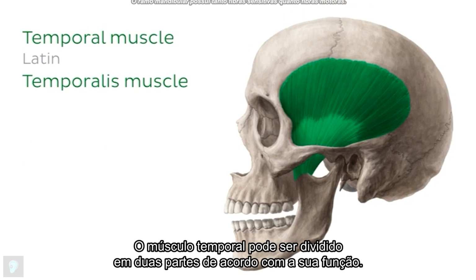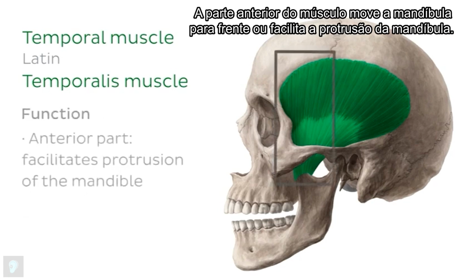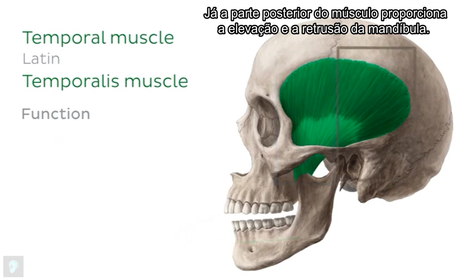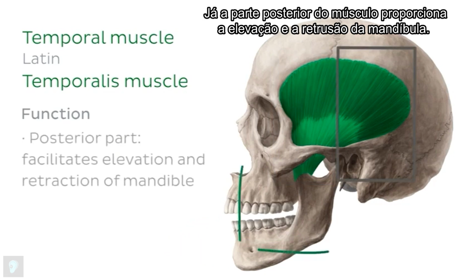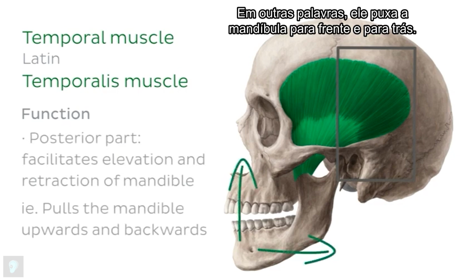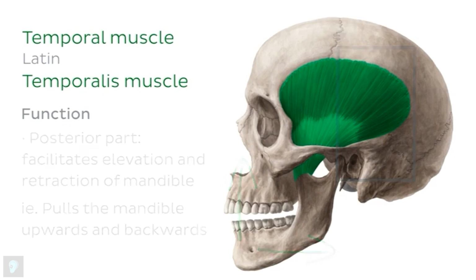The temporal muscle can be divided into two parts, according to function. The anterior part of the muscle moves the mandible forward or facilitates the protrusion of the mandible, and the posterior part of the muscle, on the other hand, facilitates elevation and retraction of the mandible. In other words, it pulls the mandible upwards and backwards.